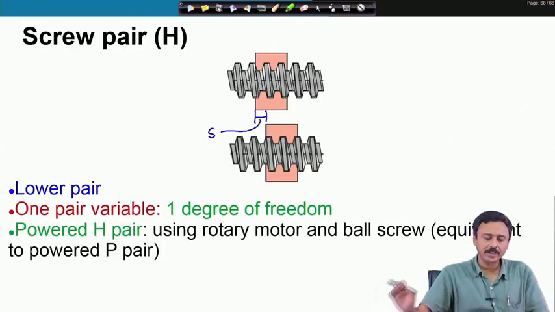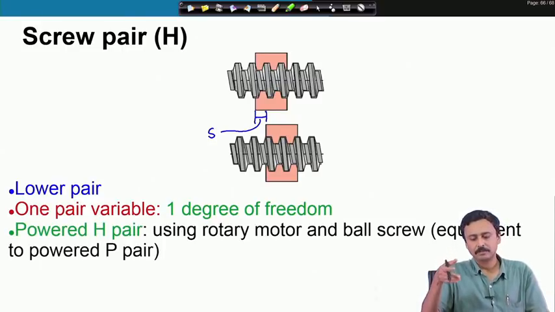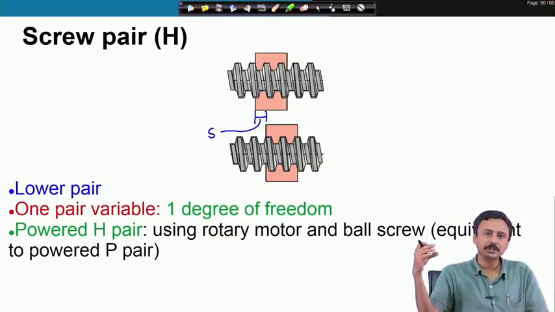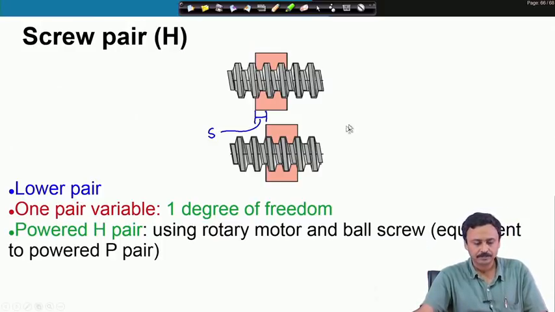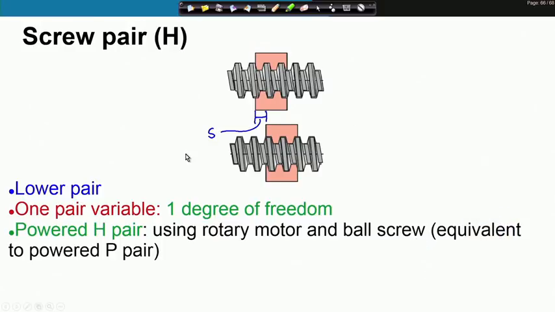A powered H pair: if you use a rotary motor with a ball screw, that forms a powered H pair. So, a powered H pair is equivalent to a powered P pair.